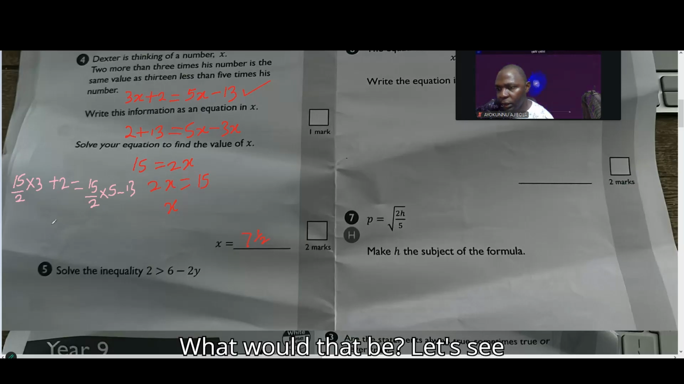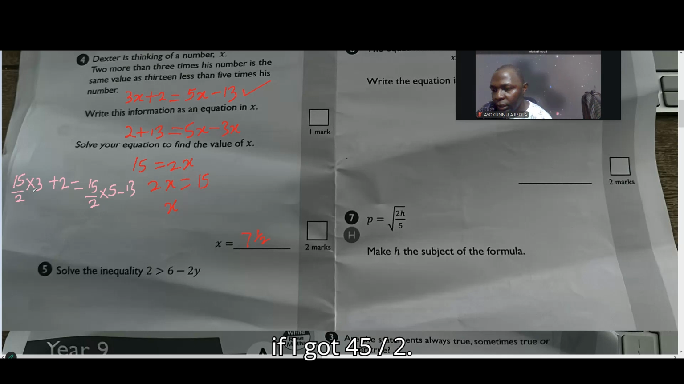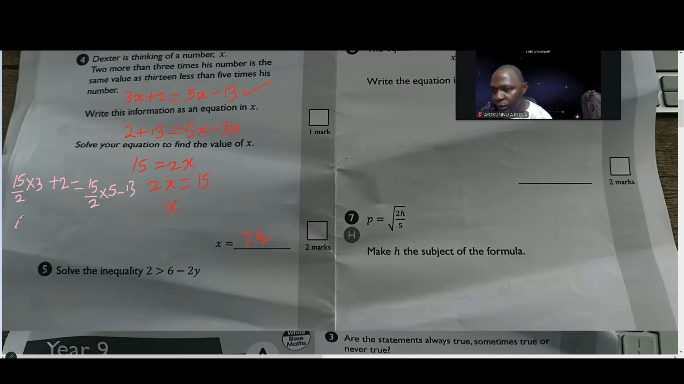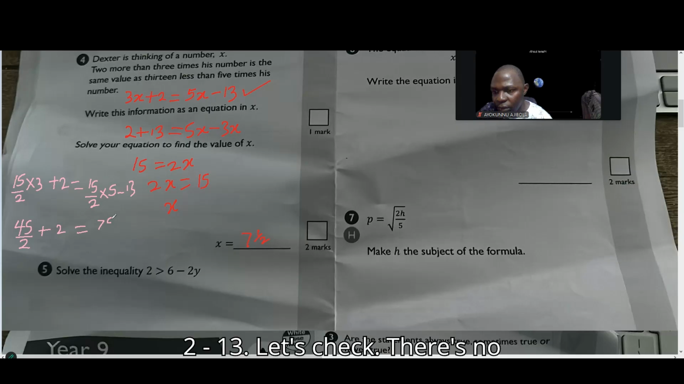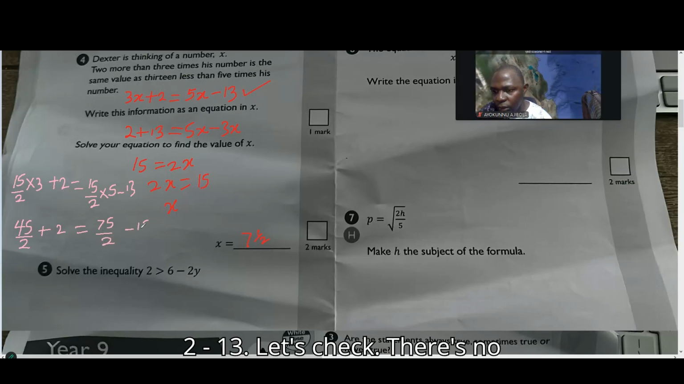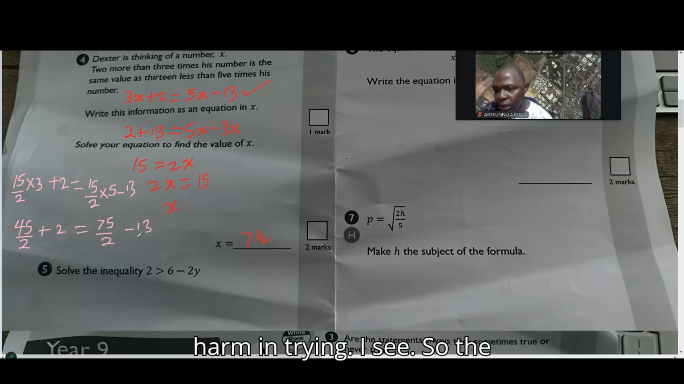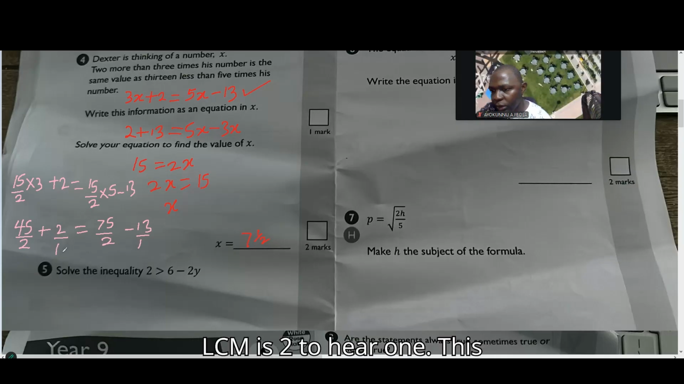What would that be? Let's see. If I got 45 over 2, then plus 2, will it be equal to 75 over 2 minus 13? Let's check. There's no harm in trying and see.